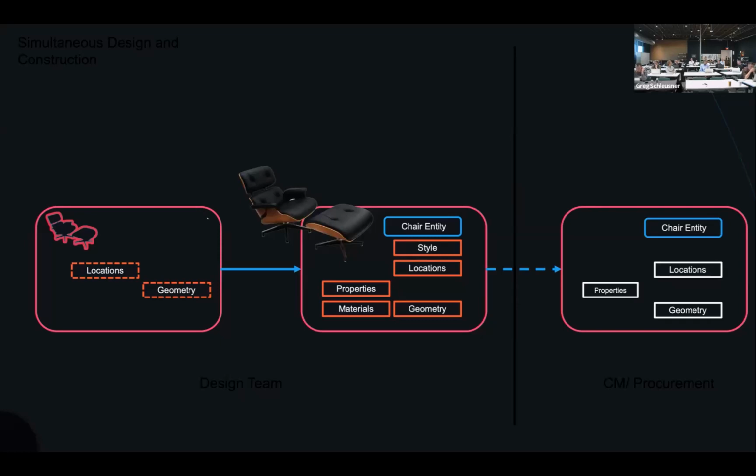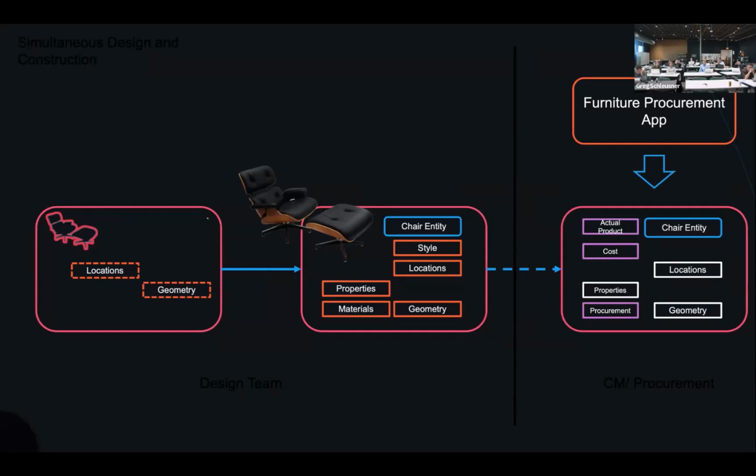Yeah. And where this gets more powerful is when you have to move across contractual boundaries. So let's say I've had this chair, and like I said, in the building world, we're seeing a lot of simultaneous workflow. I send the chair, the location, geometry, and the properties to, let's say, a contractor, and they have some furniture procurement app. They insert a product that they're actually going to buy, cost, and their procurement process. This side of the equation doesn't need to know about it.